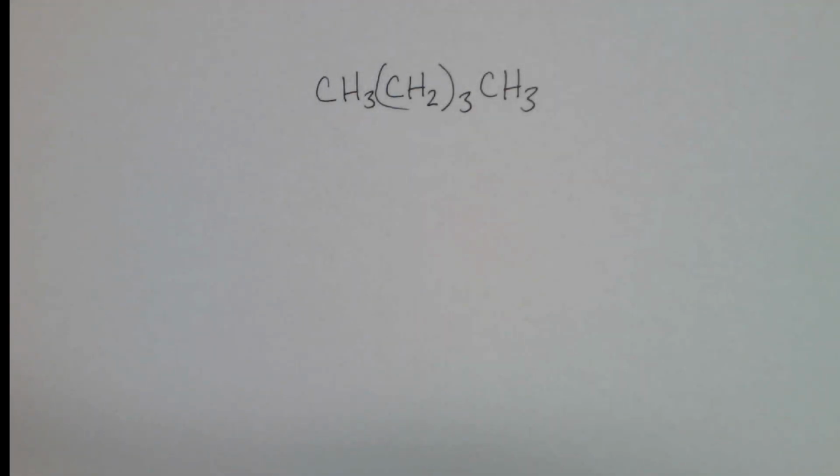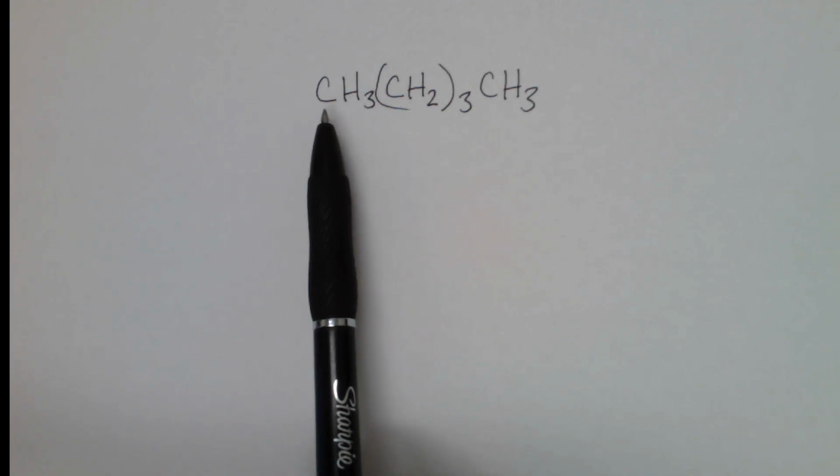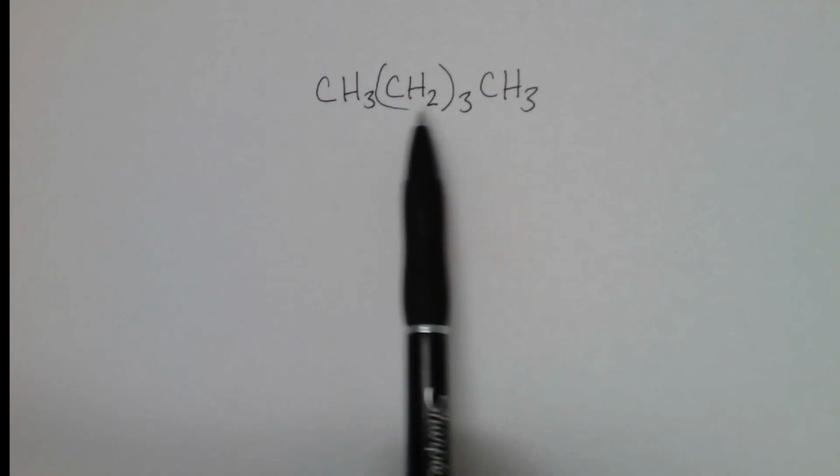In this example, let's start with a condensed formula and convert this to a Lewis structure. Of course, in the Lewis structure, we want to show all of the pairs of electrons in the form of bonds or lone pairs. In this case, I'm doing another hydrocarbon, so nothing but carbon and hydrogen here. And just like we saw, the condensed formula will just give us the grouping of atoms.